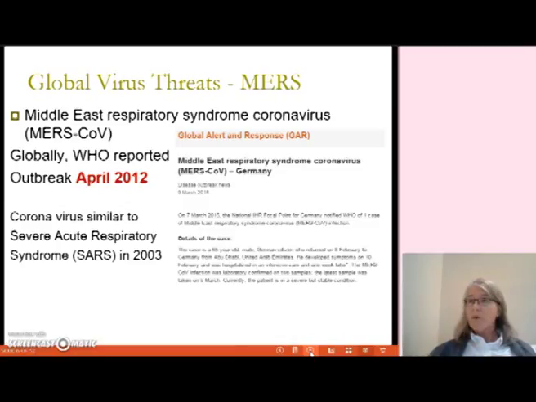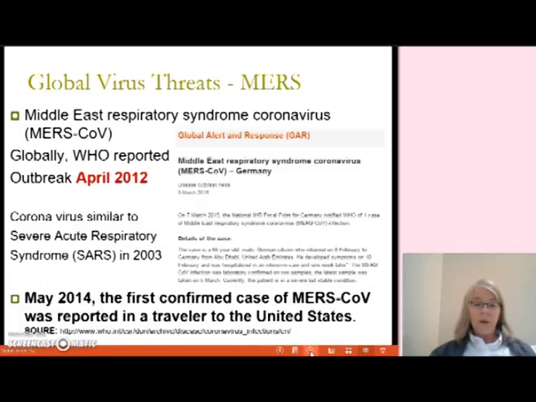was a long time ago in 2003, but we actually lived in Indonesia at that time, and it was a big concern because Indonesia really doesn't have very adequate public health surveillance. So it was a real concern that SARS would be a problem there. And in May 2014, we still have confirmed cases for the MERS, and it was a traveler to the United States.